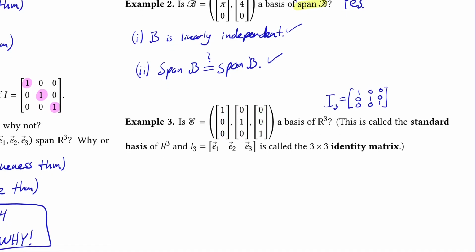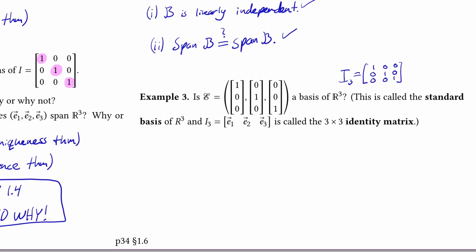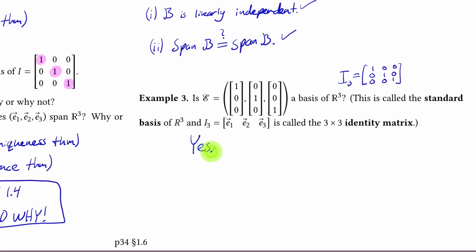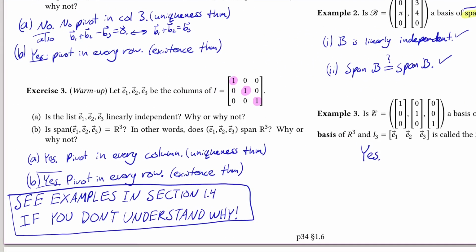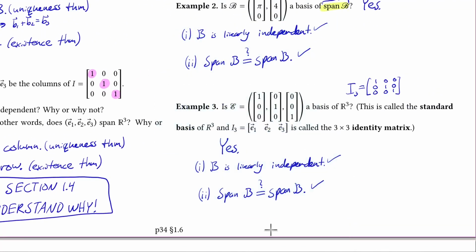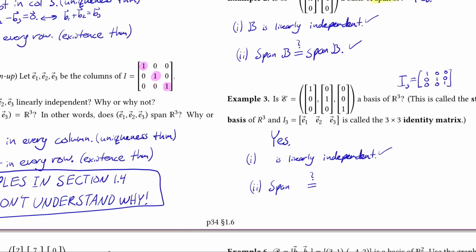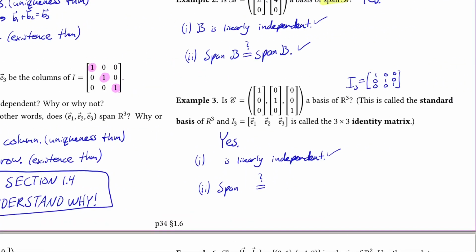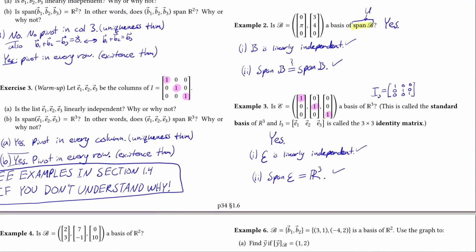Okay, so let's pause the video because I will tell you the answer in 3, 2, 1. Oh yeah, we actually already kind of answered these questions in the warm-up. So this is linearly independent because it's got a pivot in every one of these columns here. And it definitely spans R3. Cool. So those are bases.